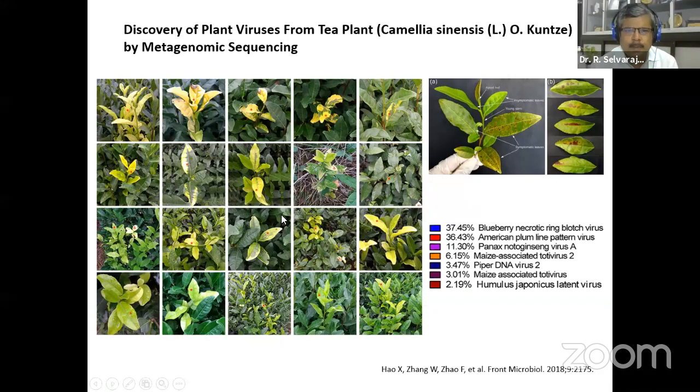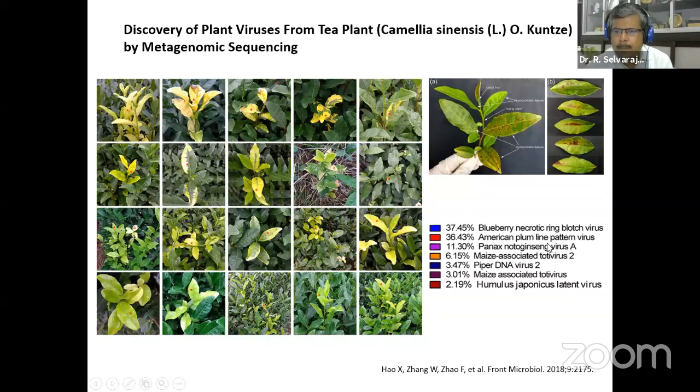If you show these pictures, immediately our soil scientists will say this is due to some micronutrient deficiency, iron deficiency and all. And if you show it to some other people, they say this is yellowing, nothing, no virus. But they collected 26 samples and did high-throughput sequencing, using metagenome sequencing on the Illumina platform, and they came out with 7 viruses. They got 100 GB of data. Finally, 2 GB of data was related to viruses, and from that 2 GB they identified blueberry necrotic ring blotch virus.